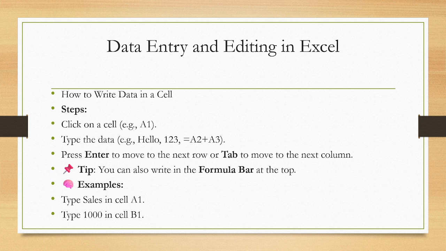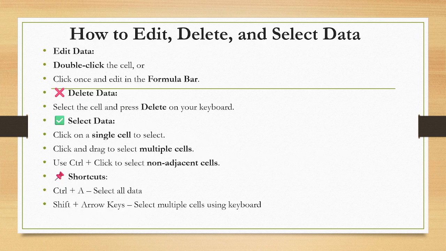Data entry and editing in Excel. How to write data in a cell. Steps: click on a cell, example A1. Type the data. Example: hello, 123, equals A2 plus A3. Press Enter to move to the next row or Tab to move to the next column. Tip: you can also write in the formula bar at the top. Examples: type sale in cell A1. Type 1000 in cell B1.